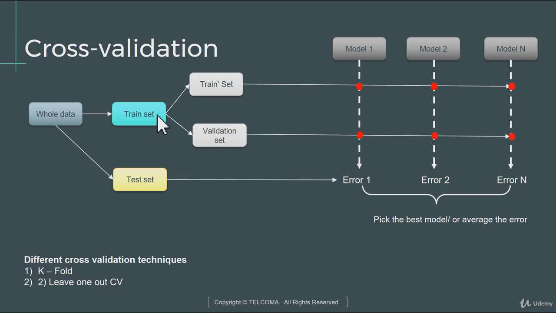So here it has 70 records. These 70 records will be divided into 10 equal partitions. That is, it will have 10 partitions with 7 records each. Now it will use 9 of these partitions, that is, 7 into 9, 56 records to actually train, and the remaining one partition to test.